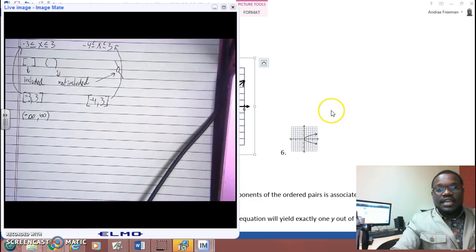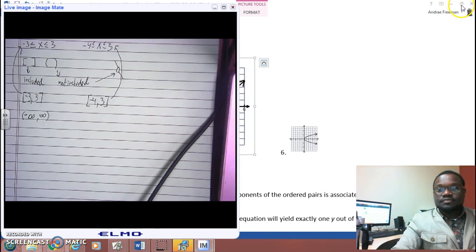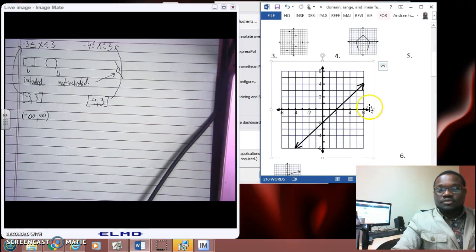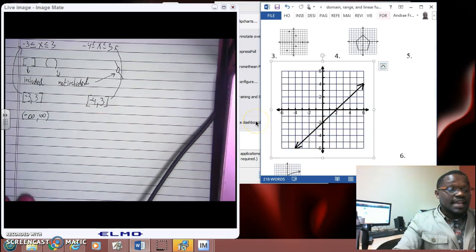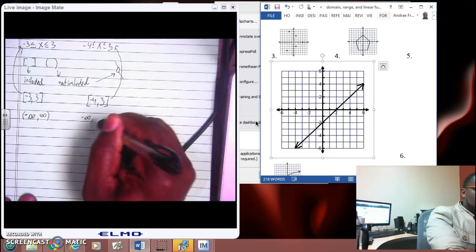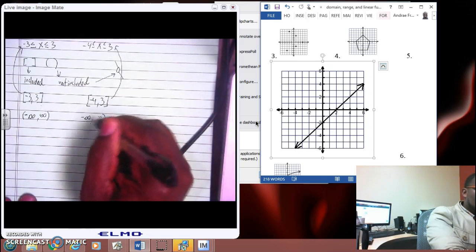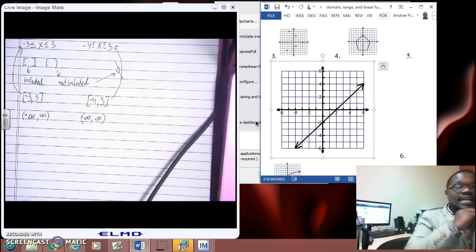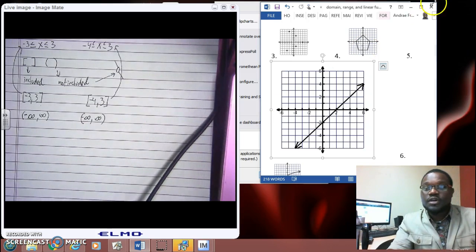Now, what's the range on number 5? What's the range here? How far does this thing go up? See, we know it goes out forever, but how far does it go up? How far does it go down? And the question is, and the answer is, it's the same. It keeps going down forever and keeps going up forever. So this is the domain and the range on this particular one.